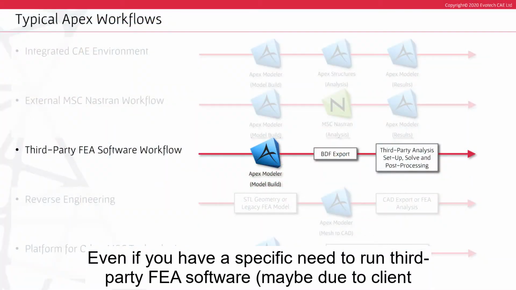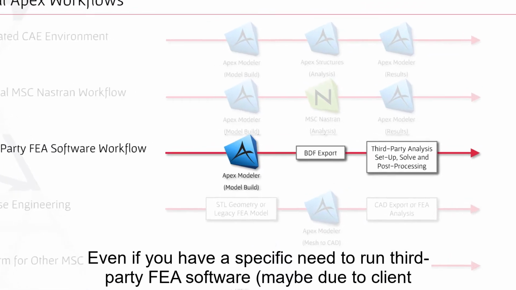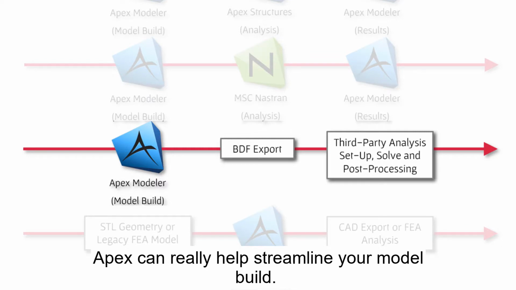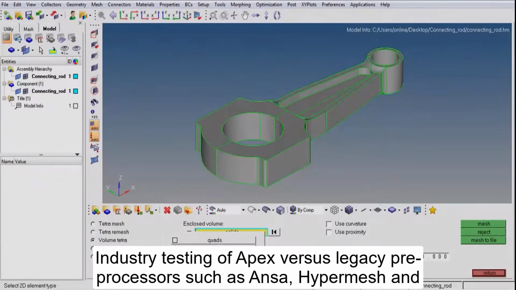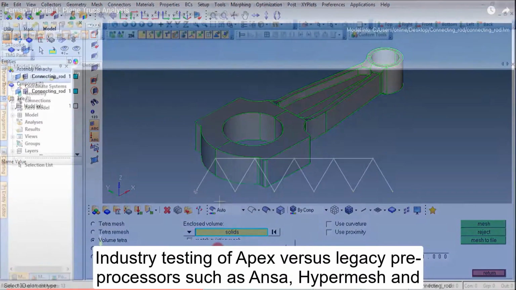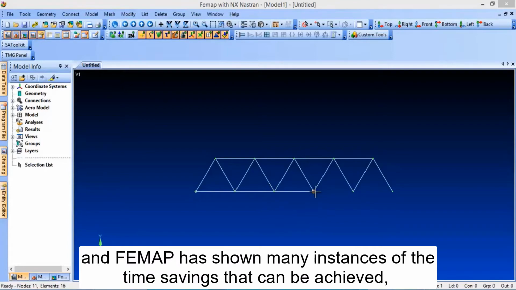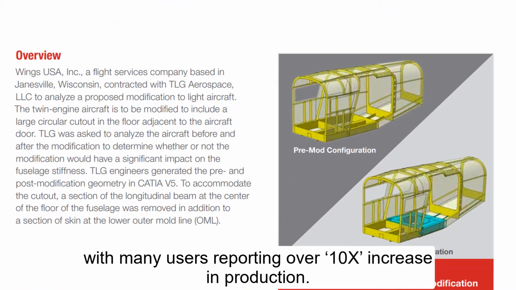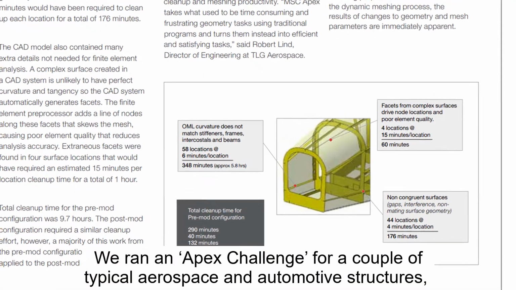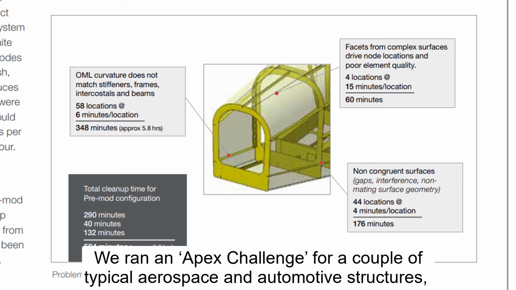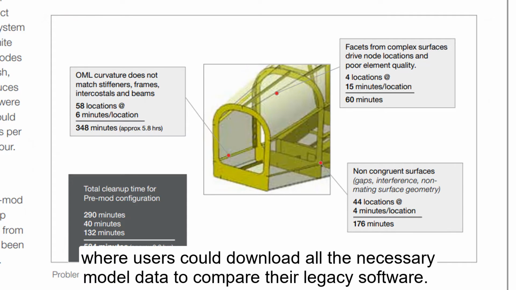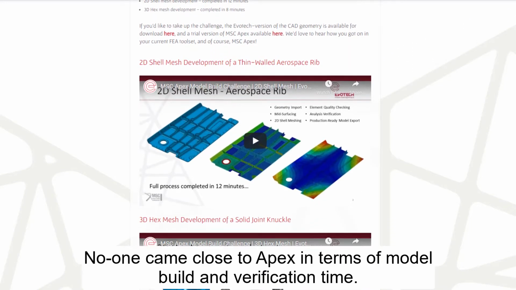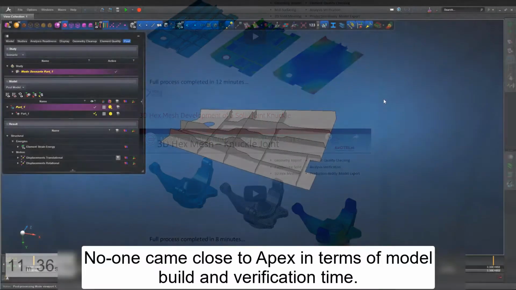Even if you have a specific need to run third-party FEA software, maybe due to client stipulation or simply because of your existing in-house experience or processes, Apex can really help streamline your model build. Industry testing of Apex versus legacy pre-processors such as ANSA, HyperMesh and FEMAP has shown many instances of the time savings that can be achieved, with many users reporting over 10x increase in production. We ran an Apex challenge for a couple of typical aerospace and automotive structures where users could download all the necessary model data to compare with their legacy software. No one came close to Apex in terms of model build and verification time.